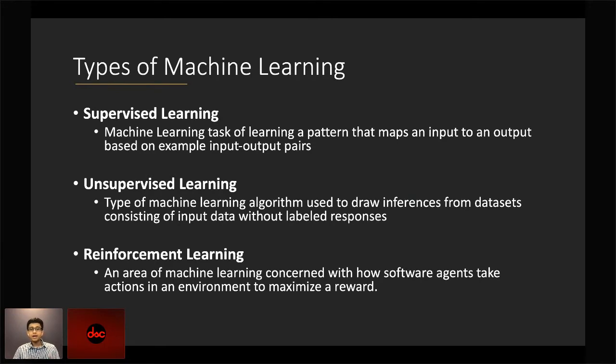Unsupervised learning is another algorithm technique which is used to draw inferences from data sets consisting of input data without labeled responses. And then lastly, reinforcement learning is another area of machine learning concerned with how software agents take actions in an environment to maximize a reward. A common example of this is the use of artificial intelligence in robotics, or even self-driving cars. This is how software will take actions in a physical environment to maximize a reward or to reach any goal that's been set. So that's reinforcement learning.